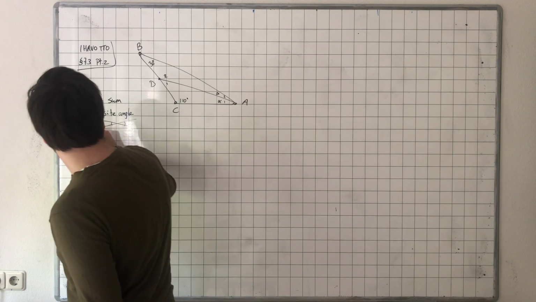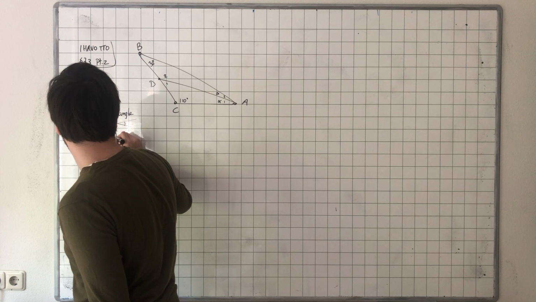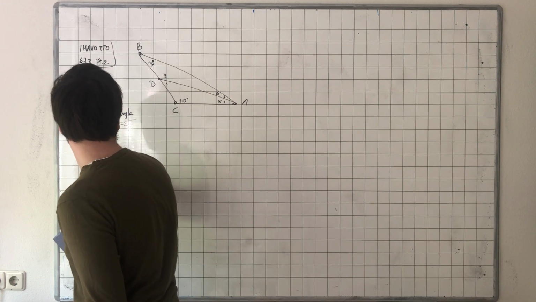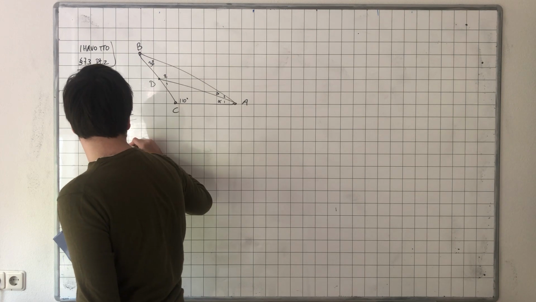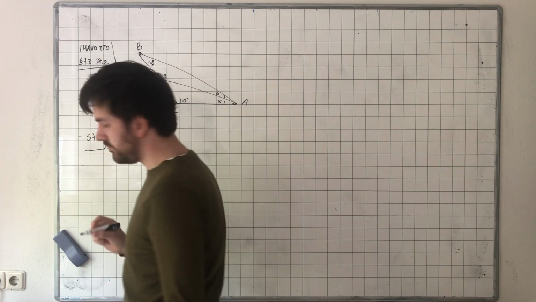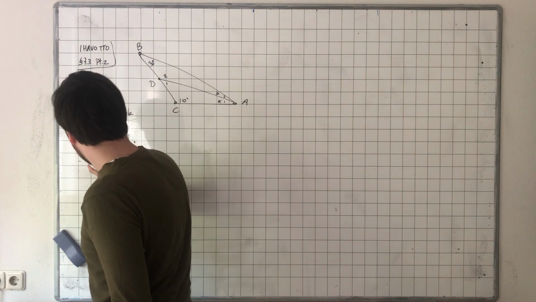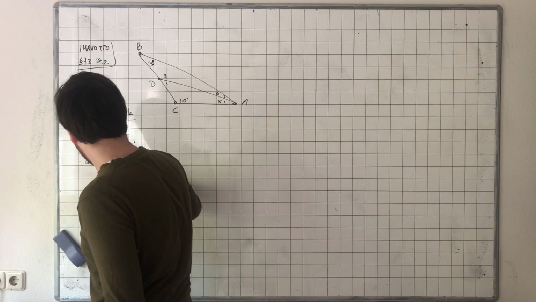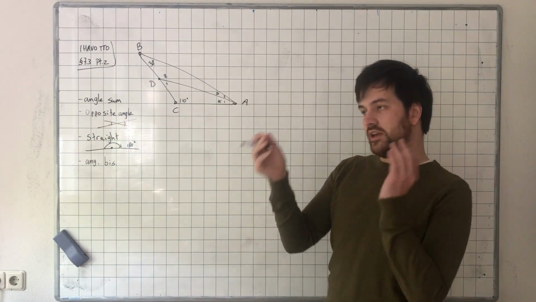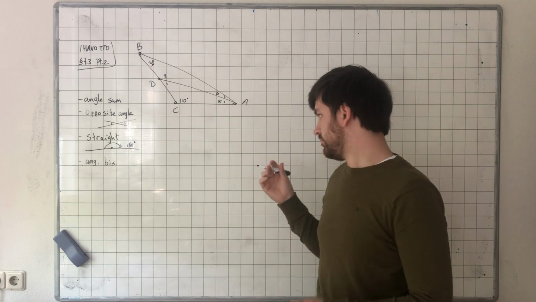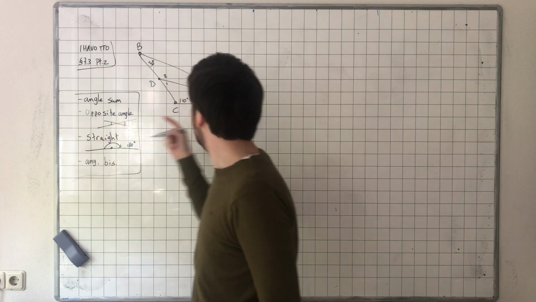What did we have as well? We had something with a straight angle. So, for example, whenever you have a straight line, this angle was 180 degrees. The last thing was an angular bisector, and an angular bisector basically bisects an angle into two equal angles. So that's our toolbox for this exercise.